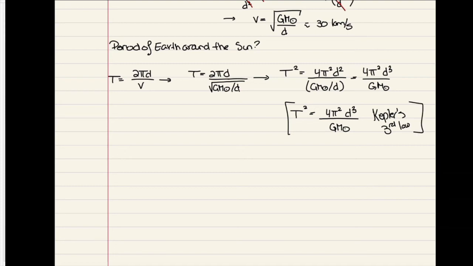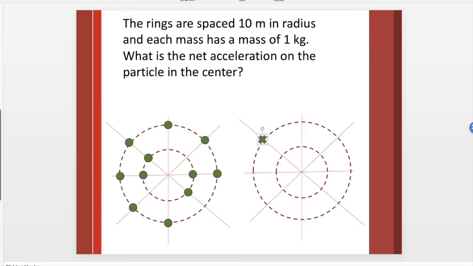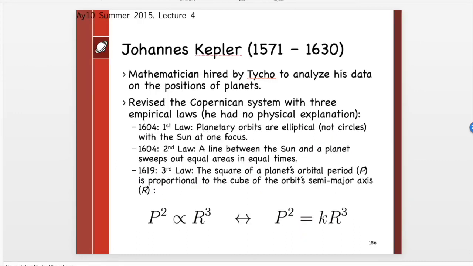This actually is how you prove Kepler's third law. Let me go back to the slide that showed that from the previous lecture. Recall Kepler had come up with these 3 laws of planetary motion. His third one said that the square of the planet's orbital period is proportional to the cube of the orbit's semi-major axis, or you can think of this as the radius of the orbit.